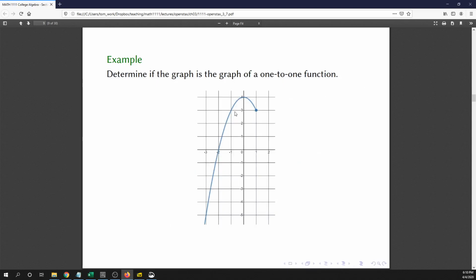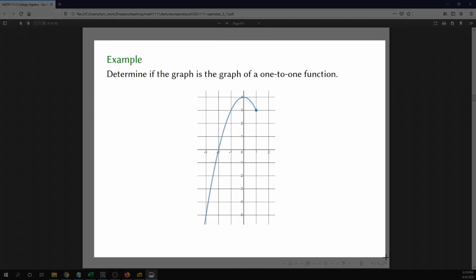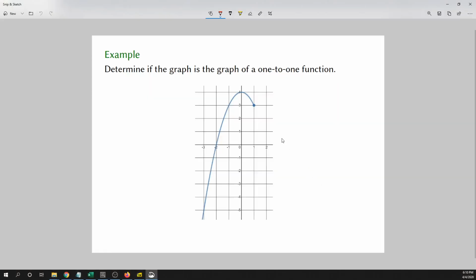All right, next one. This is the next example, and if I take a look and I want to know, hey, is this one-to-one or not? Again, you can see the answer is definitely no, because if I draw a horizontal line right here, I can see it intersects the graph in more than one spot, and that is it. I don't need to go any further with that. So this graph is not one-to-one.